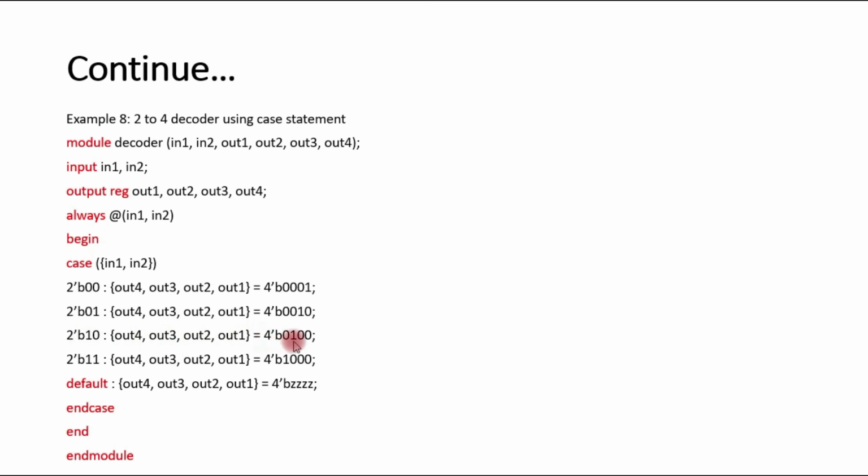Output will be 0 1 0 0. In case of 1 1, output will be 1 0 0 0. If none of the condition is matched here, all output variables should be at high impedance. End case, and then end module.